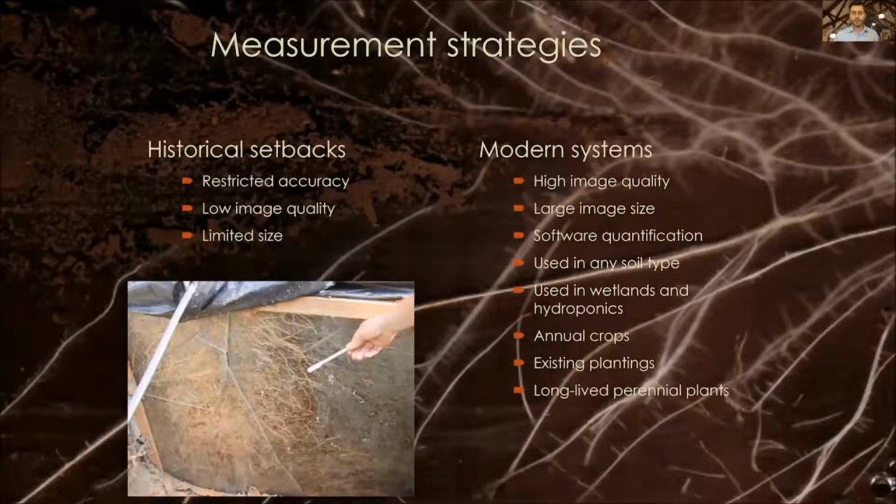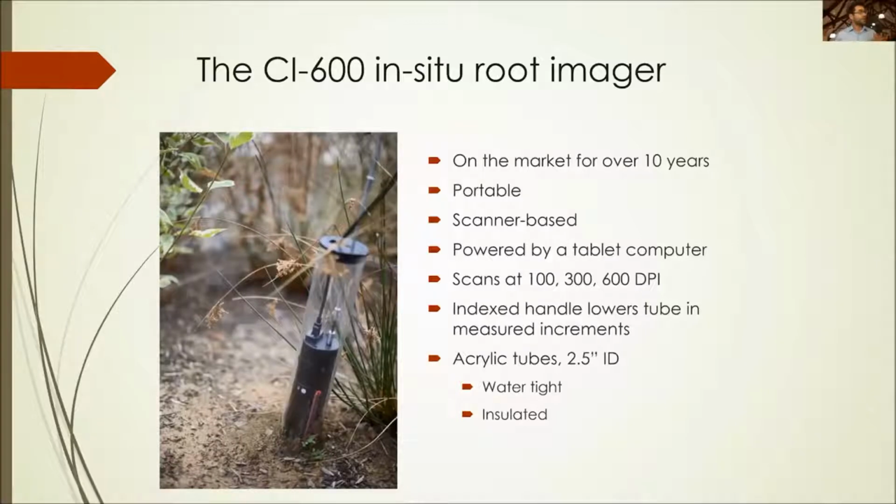So the CI600. To answer a lot of the problems that minirhizotrons have had in the past, we've developed this over 10 years ago. It's portable and scanner-based. As you can see in the tube, the scanner is just attached to a sliding rod, as well as a computer, which is off-screen.